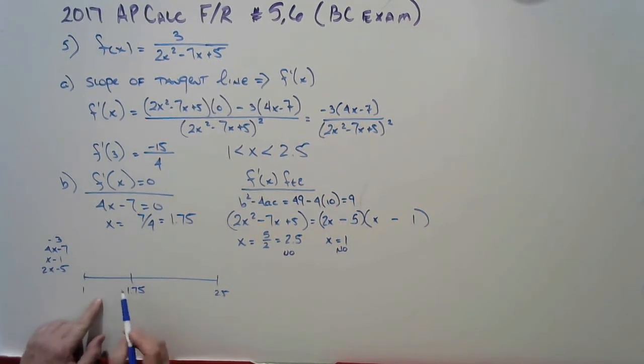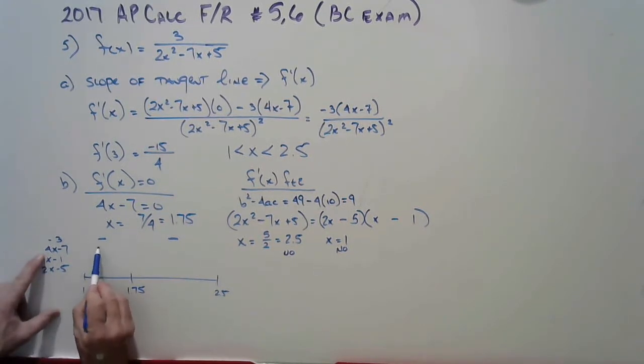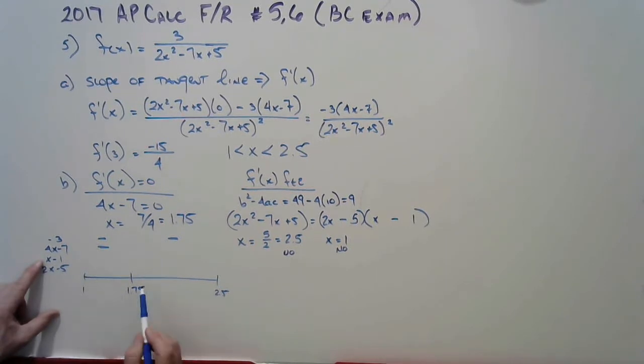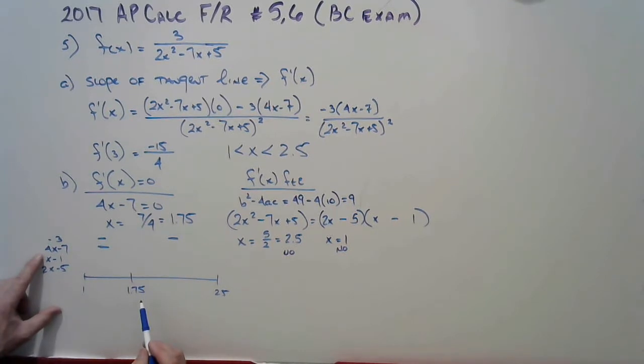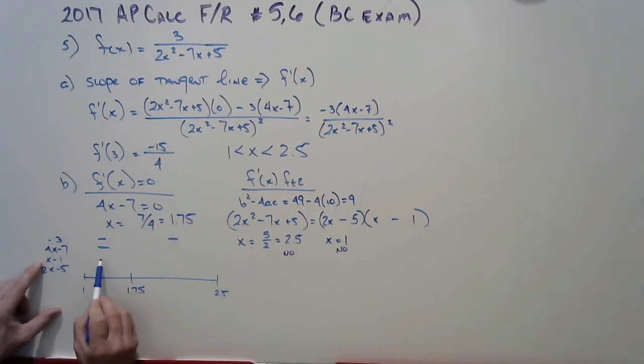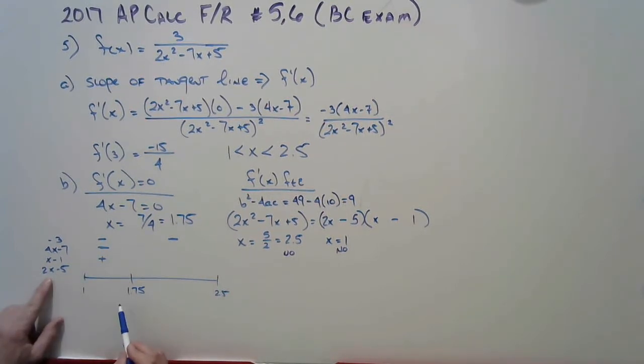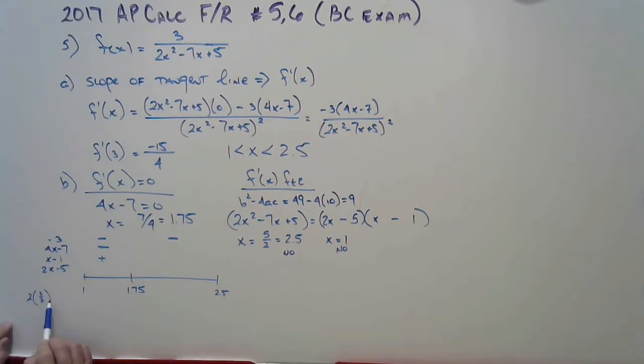So we need a number between 1 and 1.75. Now remember, negative 3 is going to be negative. I can't pick 1, so let's pick 1.5. Put 1.5 in 4x minus 7, you get a negative. Put 1.5 in x minus 1, you get positive. Put 1.5 in 2x minus 5, 2 times 3/2 is 3, so that turns out to be negative.